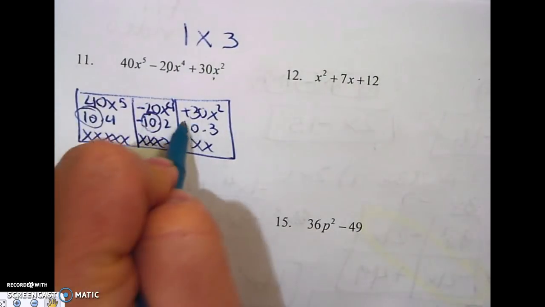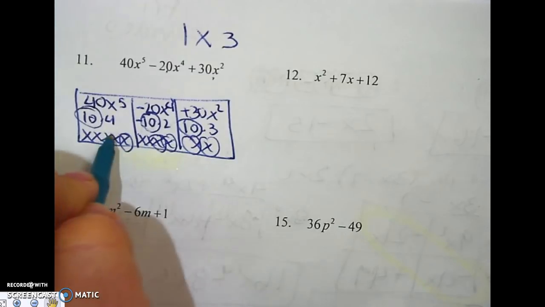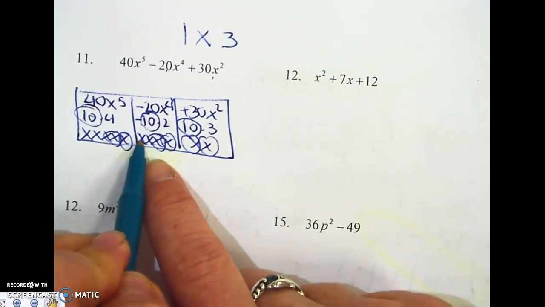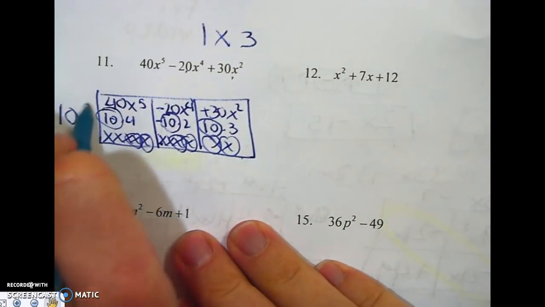Don't circle the negative. They have an x, an x, and an x, another x, another x, another x. These have more x's, but this one doesn't, so you're done. So that would be 10x squared.